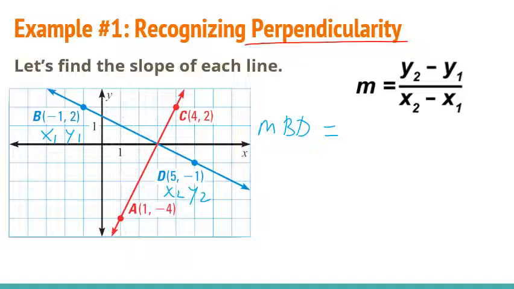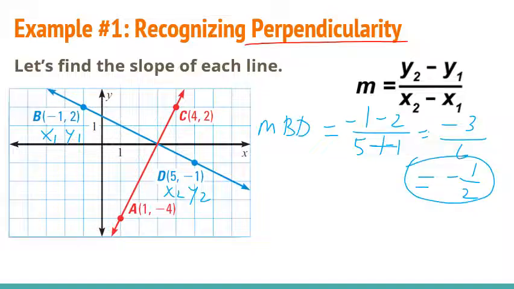So we can do -1 minus 2 over 5 minus -1. That's going to give us -3 on top, and then this becomes a positive 6 on the bottom. Really important for slopes, as you probably noticed, we have to reduce to the lowest fraction we possibly can. So -3/6 is going to be -1/2.